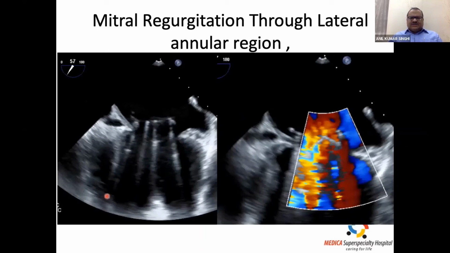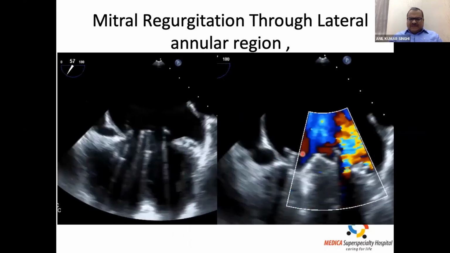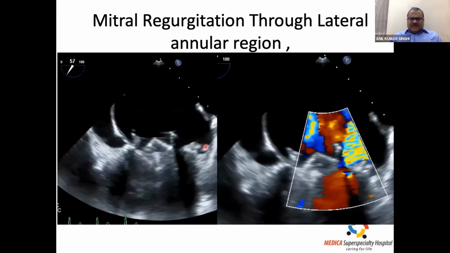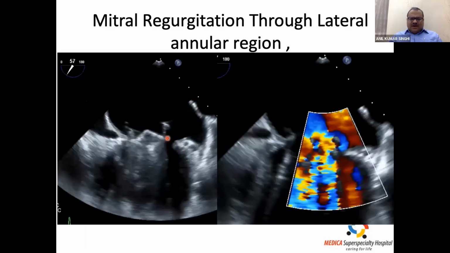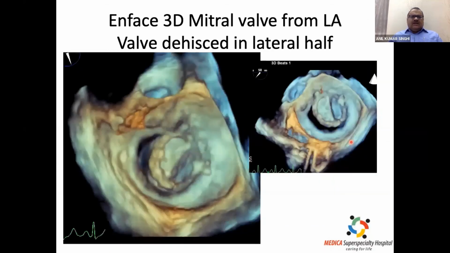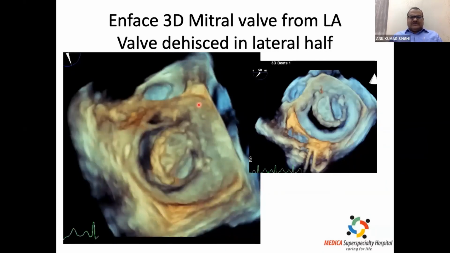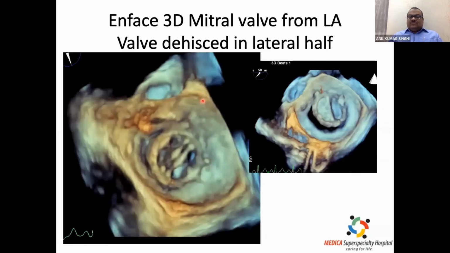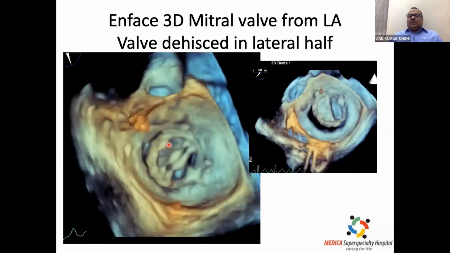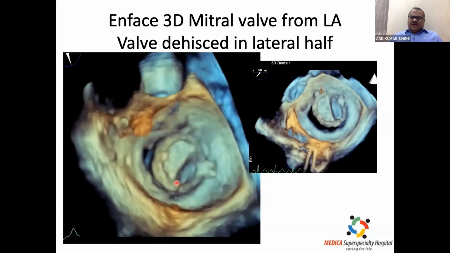So, mitral regurgitation through the lateral annulus region. We can appreciate it better now at the same place. This is the lateral annulus, this is the valve, and we can appreciate the leak. The 3D clinched the diagnosis, and the whole purpose of showing this case is that this was more than a paravalvular leak; rather, 50% of the valve had dehisced from the lateral annulus.